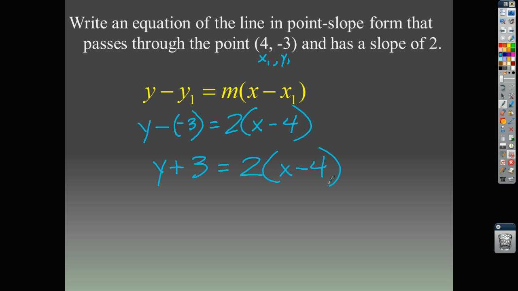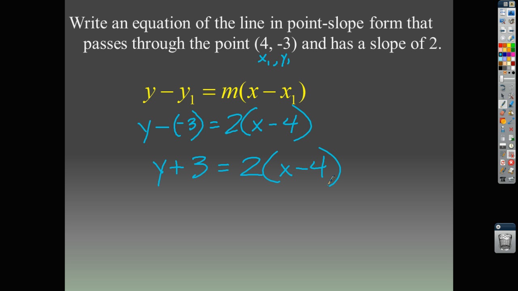And then, you know what? Let me show you, because on the quiz what I'm going to ask you to do is write the point-slope form, and then rewrite it into either slope-intercept form or standard form. So let's rewrite this so that we get it in slope-intercept form.